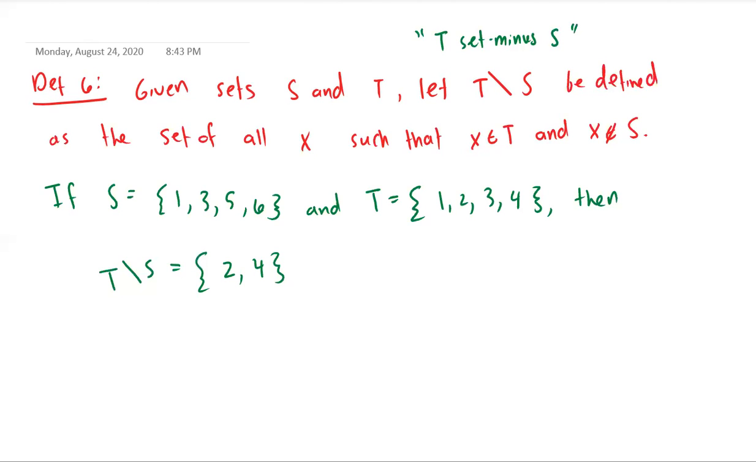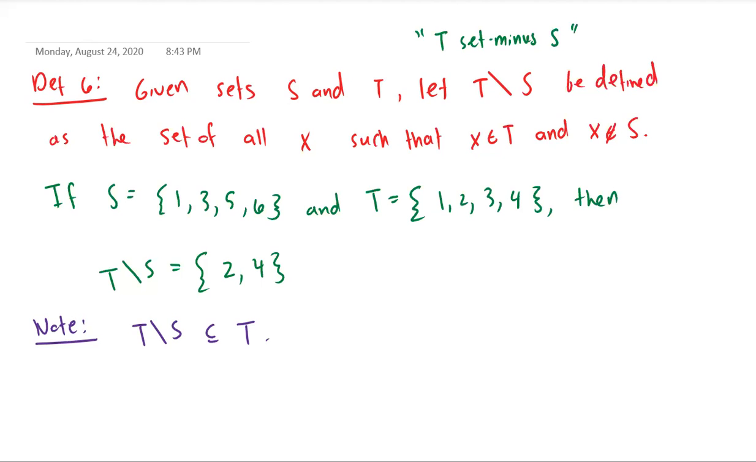Now notice that by definition, T set minus S is always a subset of T, because we're looking at elements of T, and all we're doing is removing those that also occur in the set S. And that's the last set operation.